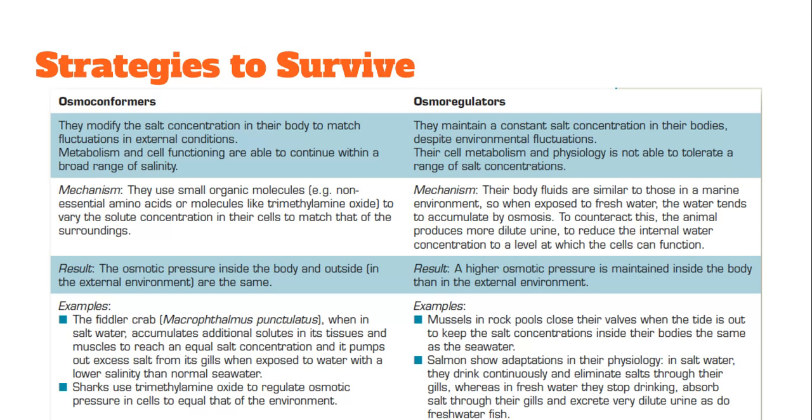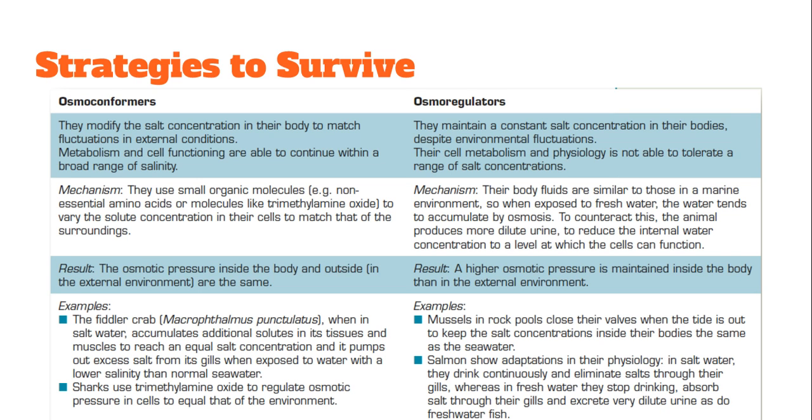So in terms of organisms, there are two strategies that they employ to survive. We can look at osmoconformers, and that means that they're able to modify the salt concentrations within their body to match their external conditions, and that means that there is no movement of water in and out of their body. An example of that is a fiddler crab, which can have an equal concentration inside their body and outside the body, and so that means that they can both retain and excrete excess salt when it's required.